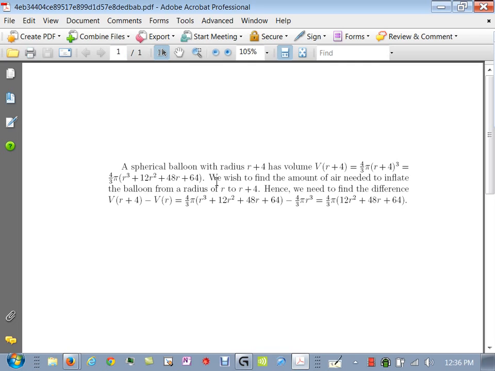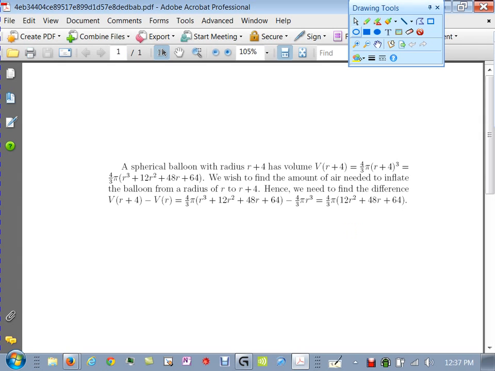We wish to find the volume of air needed to inflate the balloon from a radius of r to r plus 4. So we need to find the difference. So we're trying to subtract the volume at radius r from the volume at radius r plus 4. So we take what we just got, everything up here, and we subtract from it the volume at r, which is this, and we get this. So we have a new formula that basically tells us the amount of air we would need to get this radius to go from r to r plus 4.